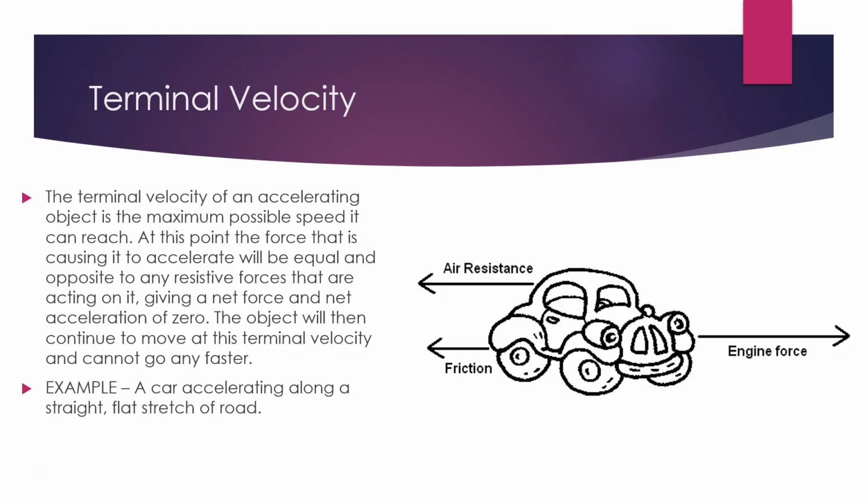I think I mentioned previously, when I was young and stupid, I worked out that the top speed of the car I had at that point was 183 kilometers per hour. So at that speed, the engine force acting through the wheels and pushing the car forward was equal and opposite to the air resistance and friction acting backwards on the car, giving me a net force of 0 and a net acceleration of 0 at that speed, which means the car would continue to move at that speed no matter how hard I pressed on the accelerator, and it would never go any faster than that. That was its top speed, or in other words, that was its terminal velocity.